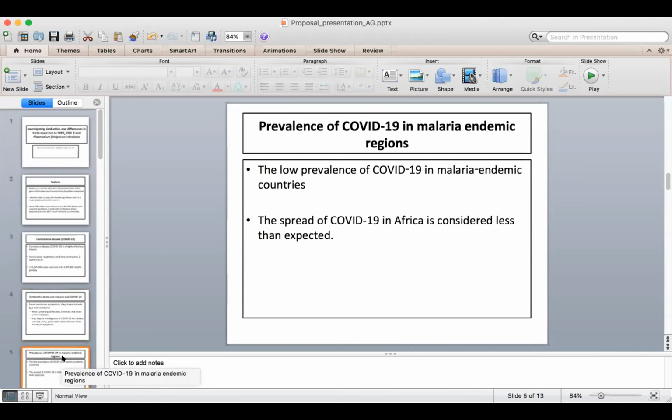As a result, and for many more reasons, we are sure there is a low prevalence of COVID-19 in malaria endemic countries. This was not originally expected, considering that these two infections may have similar symptoms, and you can imagine that co-infections with COVID and malaria may be complex.